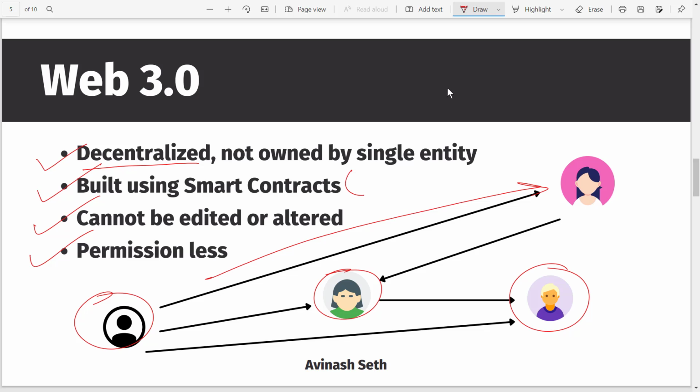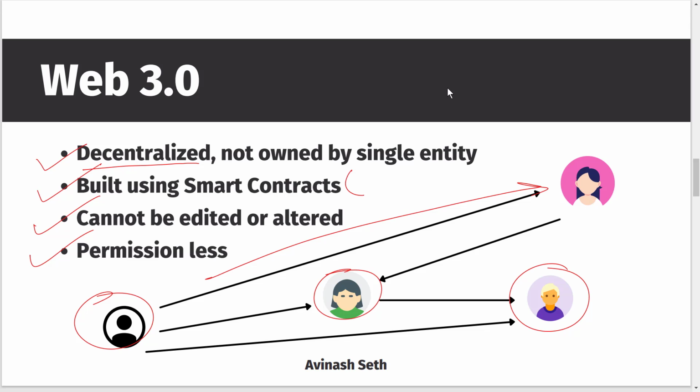So if I need some data, if I need some information, I'm not requesting that separate entity, hey, give me that piece of information. I can take that information from anyone who is part of this Web 3.0 network, or that particular platform. So this is how Web 3.0 is a bit different than what we call Web 2.0.